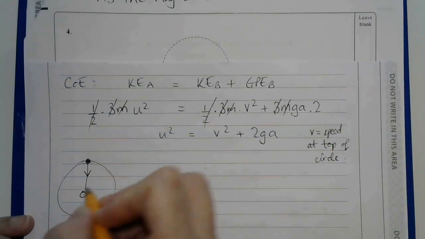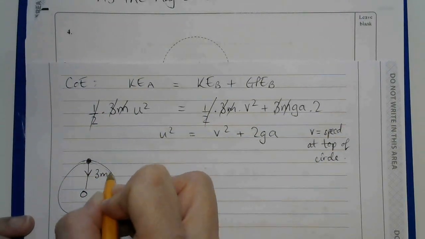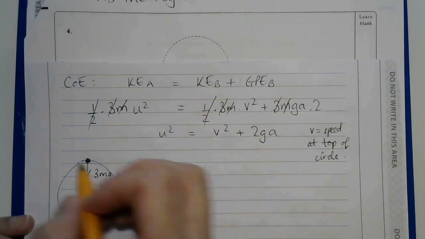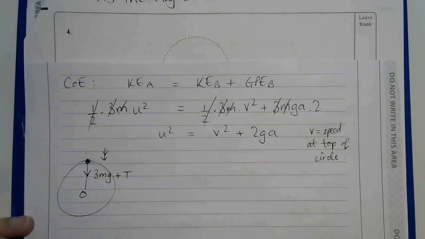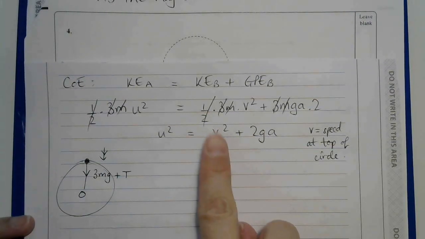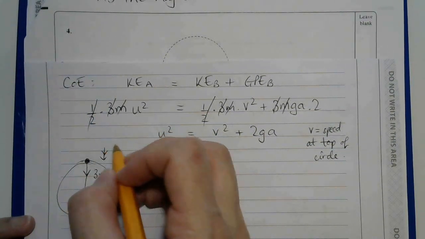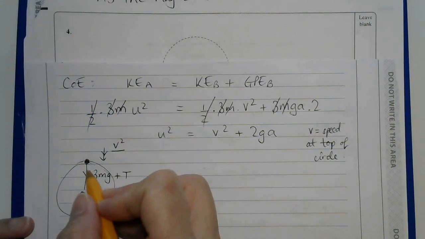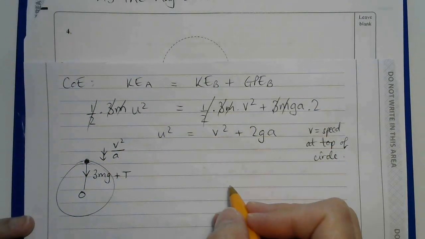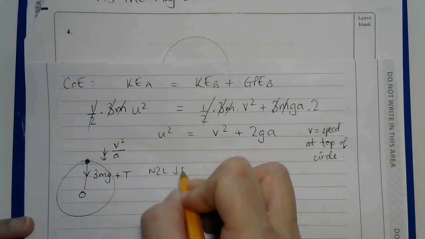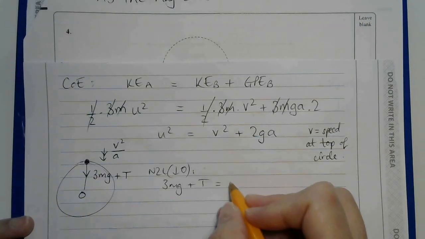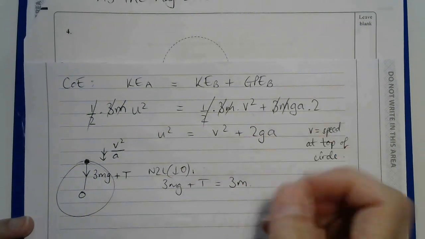So what forces are acting? Well, I've got the weight, 3mg, plus the tension, also acting towards the centre of the circle, and I've got the acceleration towards the centre of the circle. I could use r omega squared or v squared over r, and as I need a v squared, in this case I'll use v squared over r. So it's v squared over the radius of the circle, and in this case the radius is a. So using Newton's second law towards the centre of the circle, I get 3mg plus T equals the mass, which is 3m, times the acceleration.